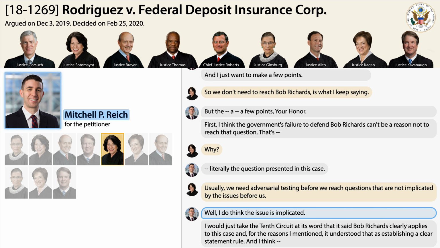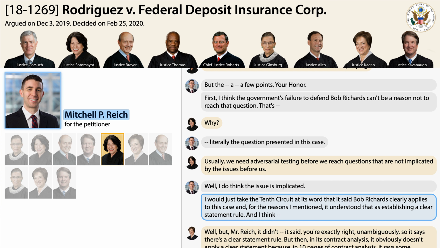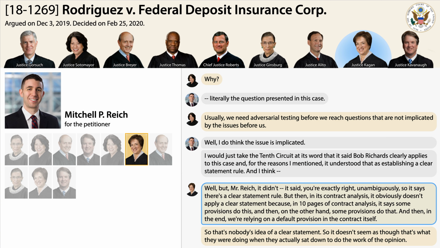Well, I do think the issue is implicated. I would just take the Tenth Circuit at its word that it said Bob Richards clearly applies to this case, and for the reasons I mentioned, it understood that as establishing a clear statements rule. And I think, but Mr. Reich, it said, you're exactly right, unambiguously, so it says there's a clear statement rule.